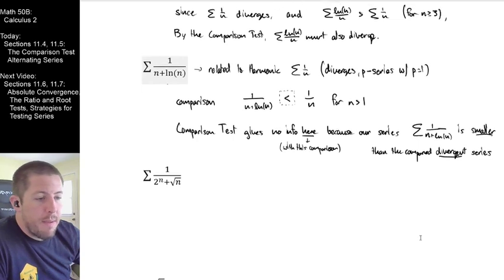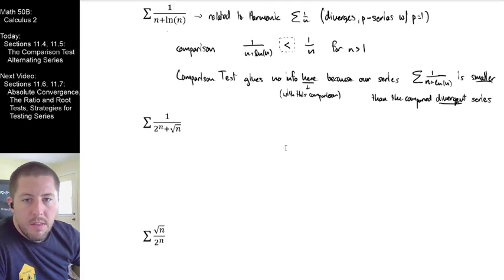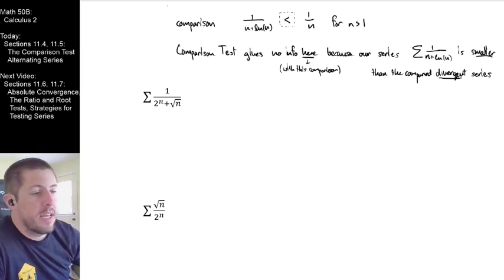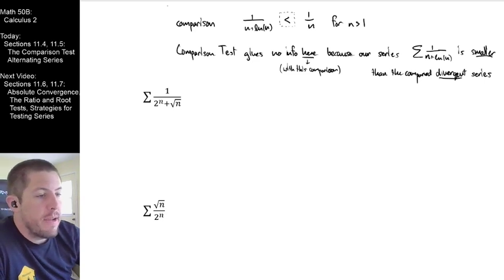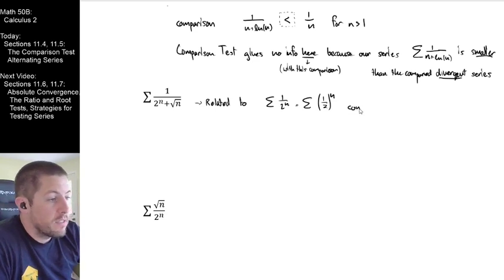So our next example, I'm no longer just seeing those n's in the denominator, so I'm no longer thinking harmonic series anymore. I'm seeing 1 over 2 to the n plus square root of n. And the first thing I'm thinking to myself is, ooh, I know about this 1 over 2 to the n. That's a geometric series that converges, right? So I'm thinking right away that this is related to 1 over 2 to the n, which I could write as 1/2 to the n, which converges.